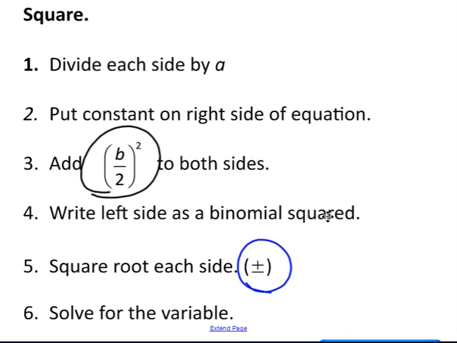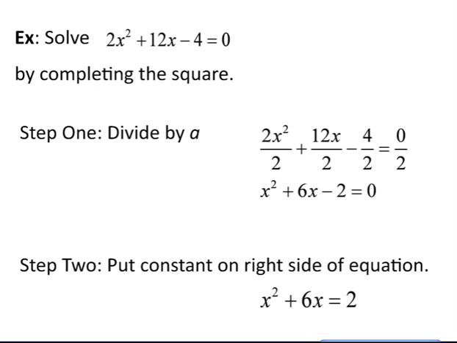In part 1, we left off with the steps for completing the square. So let's go ahead and do an example. Suppose we have 2x squared plus 12x minus 4 equals 0, and we want to solve by completing the square. The first step is divide by a.